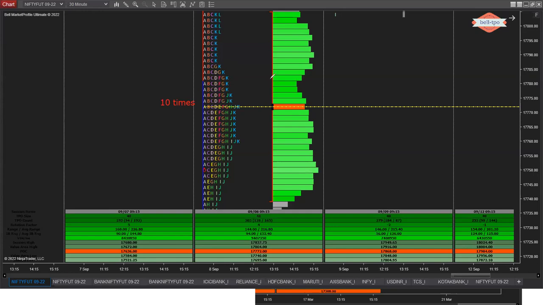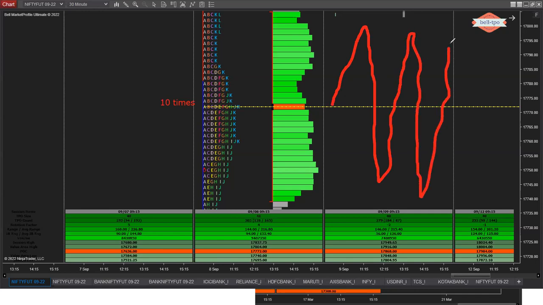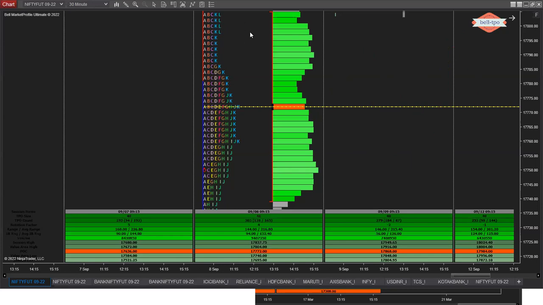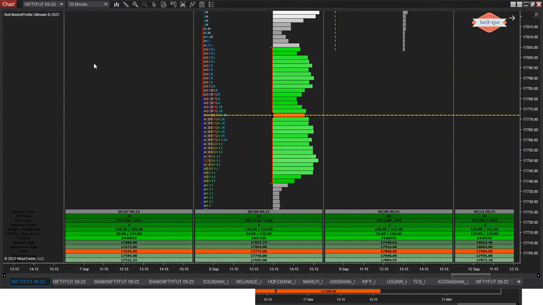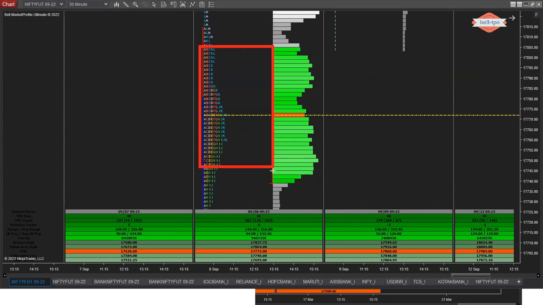It is part of the auction market theory, where the market moves up, again comes down, again goes up, again comes down. It shows an area of interest. This is the area of interest where 70% of the time the market trades in this band. We call this a value area. You can see that the value area is nothing but the red color bracket which you are seeing.